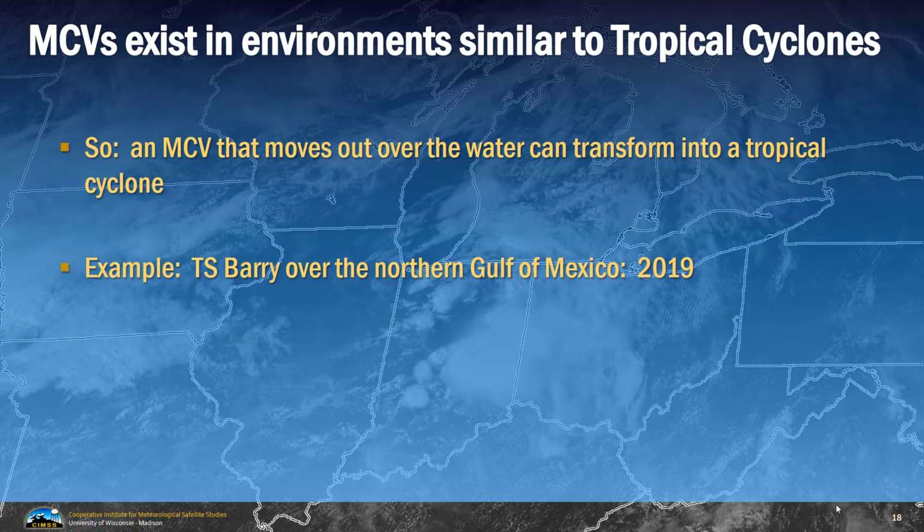cyclone. If you have an MCV that moves out over the warm water of the ocean, it can transform into a tropical cyclone. That doesn't happen a lot, but there was a recent example with Tropical Storm Barry over the northern Gulf of Mexico in 2019.